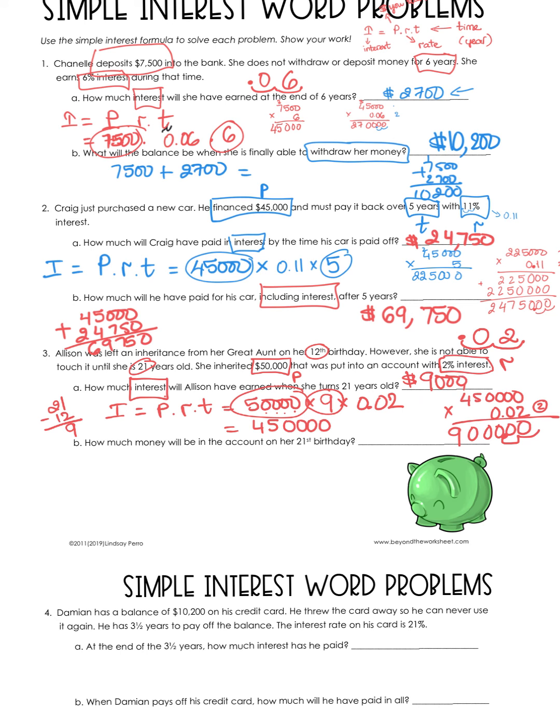So how much money will be in her account on her 21st birthday? So I would add the money that was inherited, $50,000, and add the interest. So on her 21st birthday, she can withdraw $59,000.